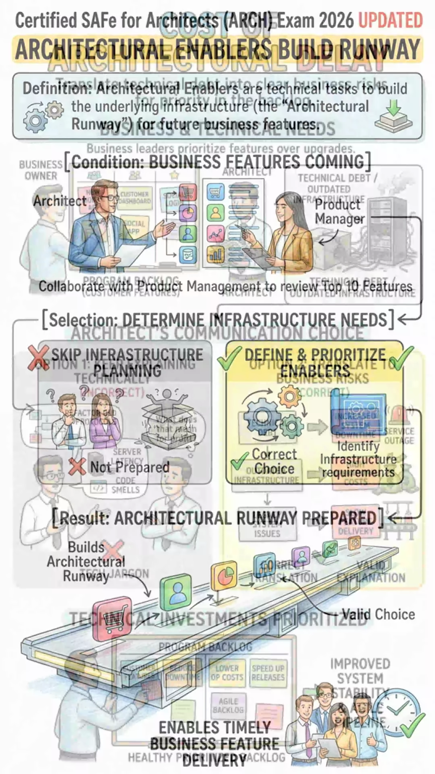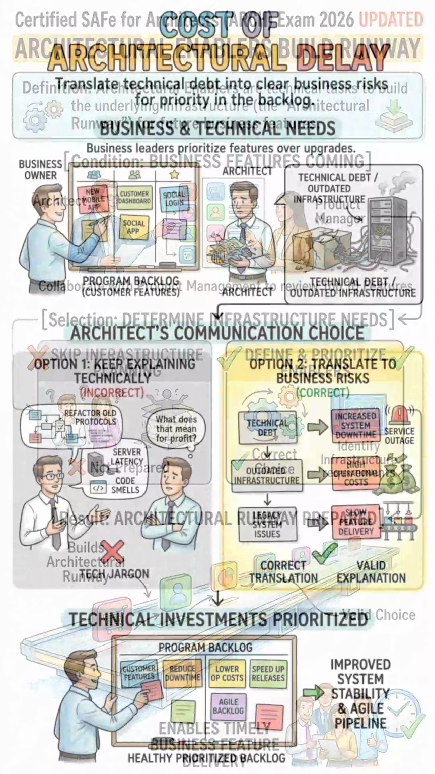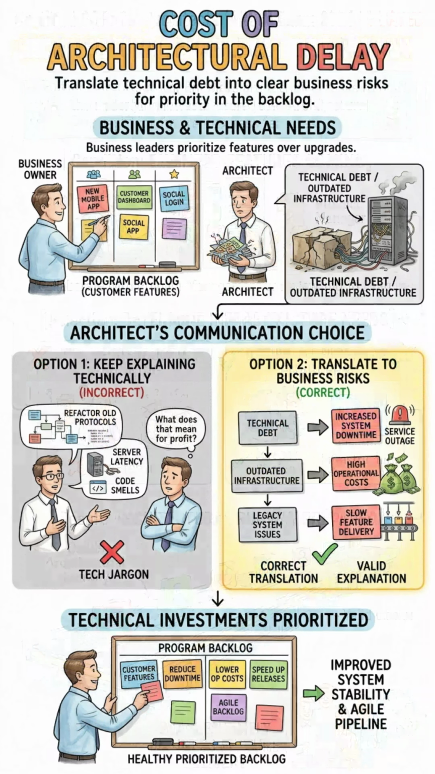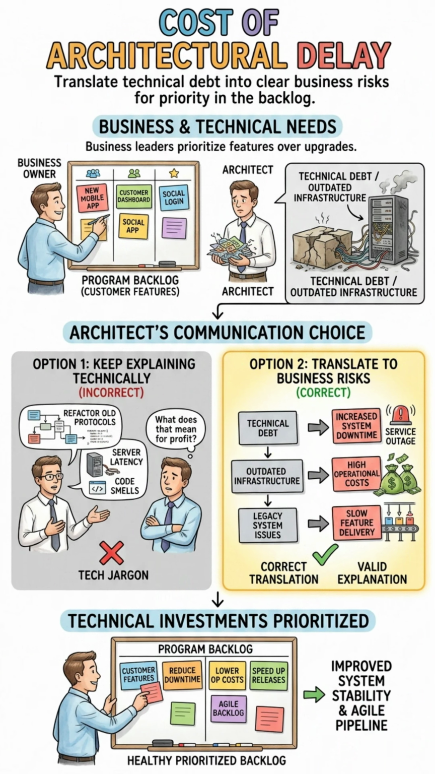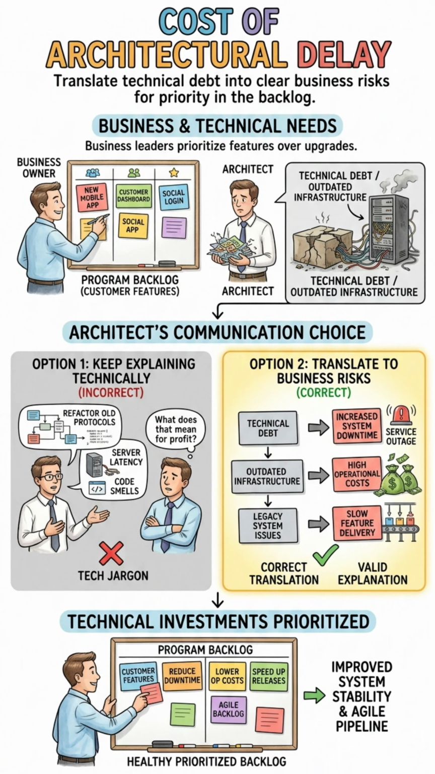You will also collaborate with business owners to ensure that technical investments are given proper priority in the program backlog. Sometimes, business leaders only want to focus on customer-facing features, completely ignoring necessary technical upgrades. A key skill tested on the exam is your ability to explain the cost of delaying architectural work. You must translate technical debt and infrastructure needs into business risks that stakeholders can clearly understand.